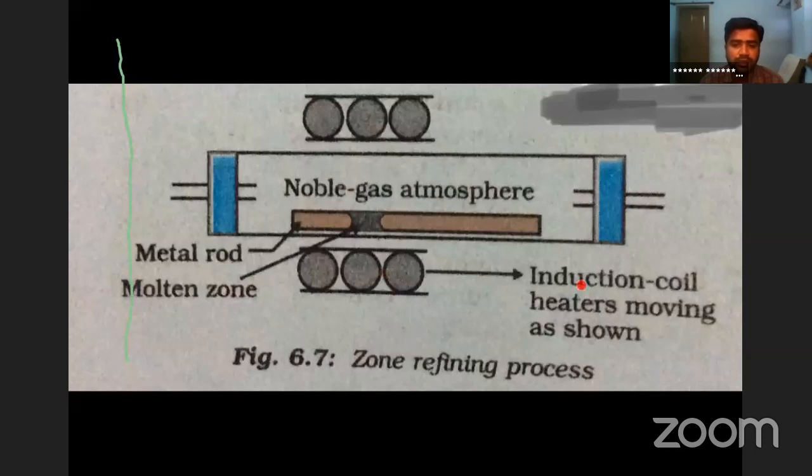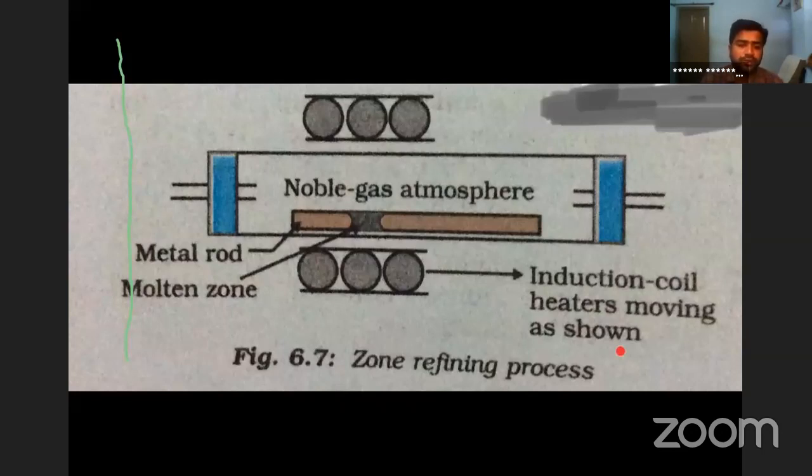Impurity will be greater soluble, meaning impurity will be settled here. Settled means later on, we get the purified metal here, and the impure metal, that will be cut off. Okay, so this is how we come across zone refining.